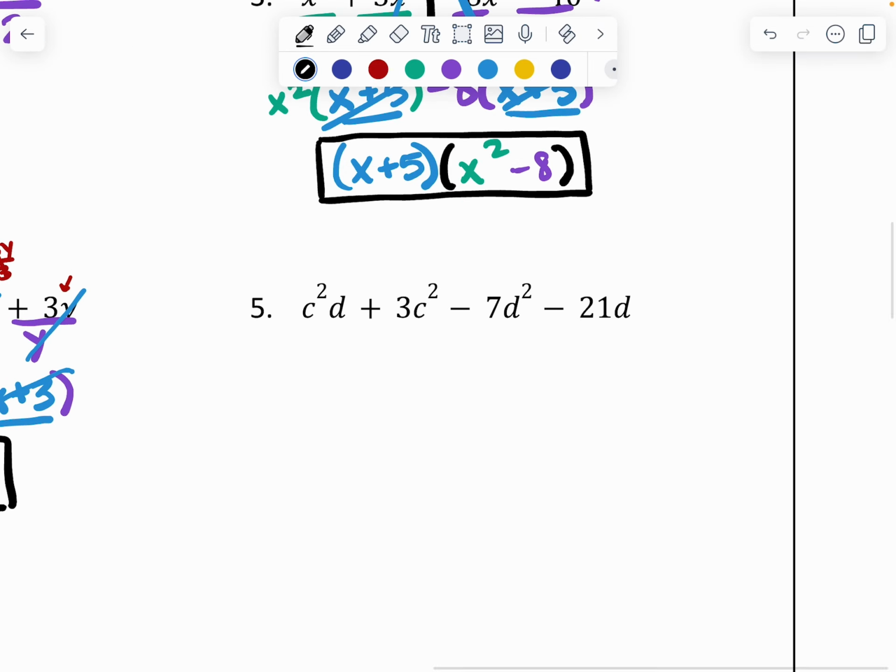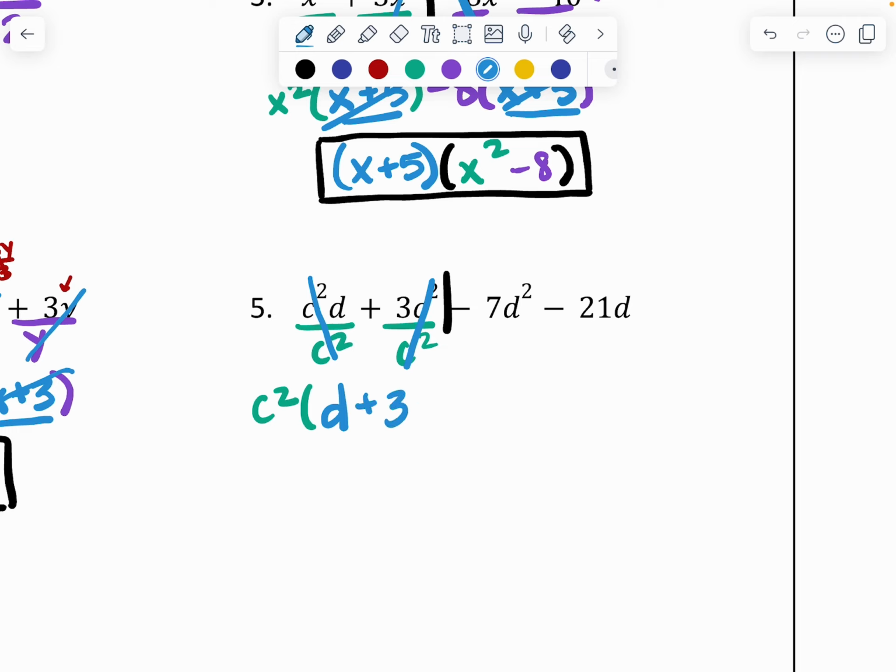Okay, number 5. Again, no greatest common factor for all of the terms. So let's factor by grouping. They do not have a number in common, but they both have c squared. So I'm going to factor out c squared. So c squared d divided by c squared, the c squared will cancel out, and I'm left with just d. 3c squared divided by c squared, those cancel out, so I have plus 3.